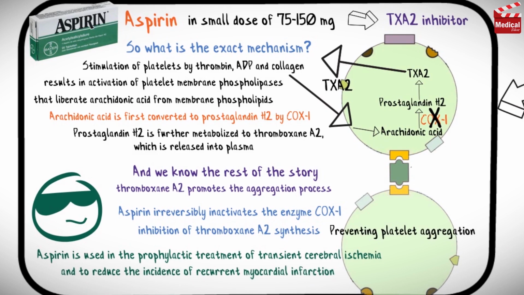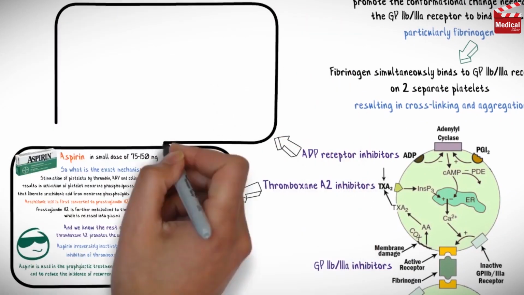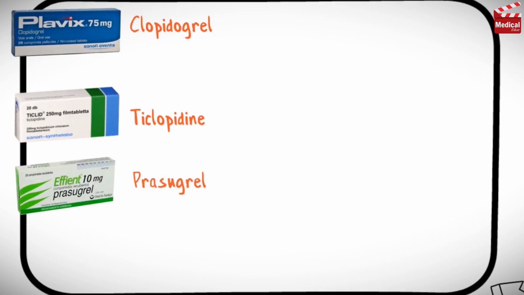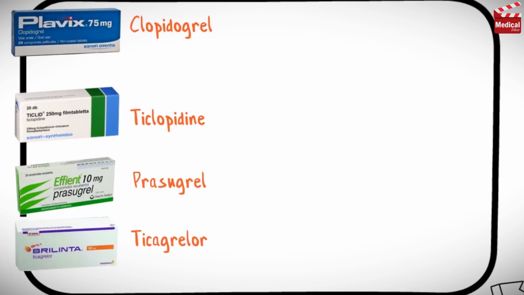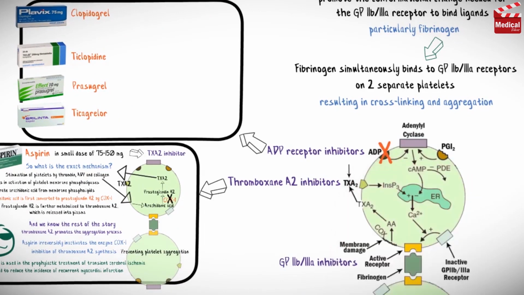The second category, adenosine diphosphate inhibitors: clopidogrel, ticlopidine, prasugrel, and ticagrelor. These drugs inhibit the binding of ADP to its receptors on platelets, and thereby inhibit the activation of the glycoprotein 2b3a receptors, required for platelets to bind to fibrinogen and to each other.